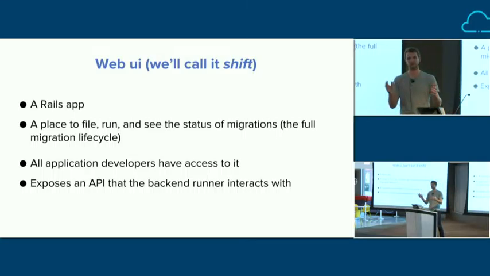And at Square, every developer has access to it, so they can go file a migration, they can run them there. And the front end also exposes all these migrations via an API to the back end runner, which we'll see in a second.